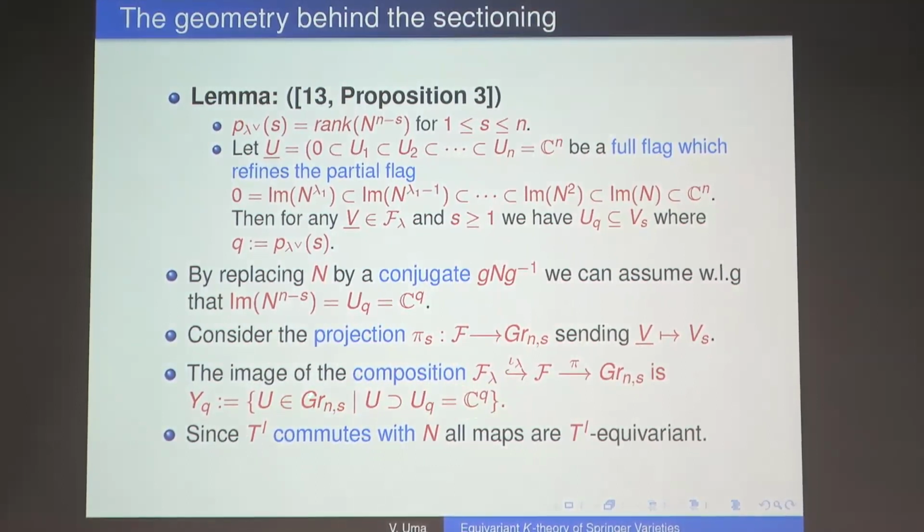So we know that T_L commutes with N. So all these inclusion maps, the Grassmannian, are equivariant, because there is a T_L action on everything, obtained by restricting the T_n action. So everything is equivariant under the T_L action.